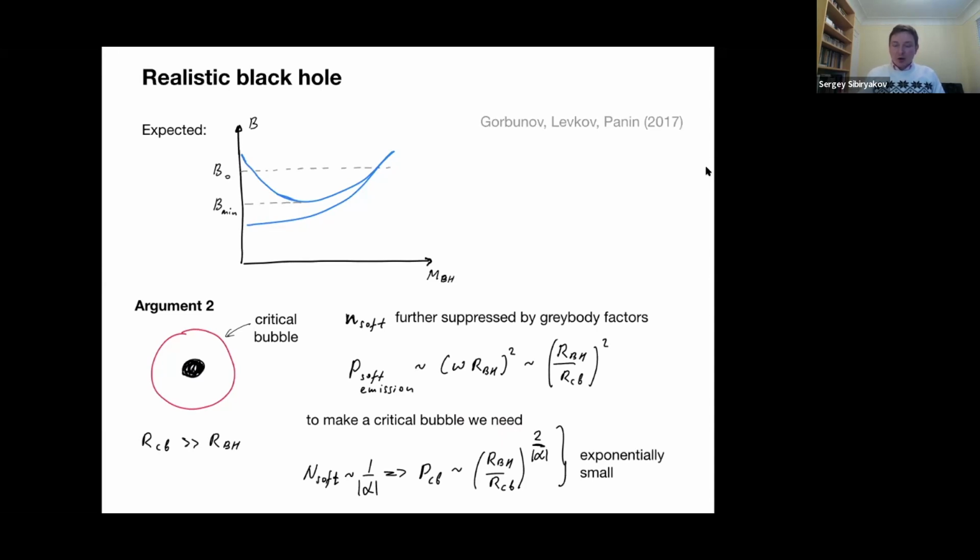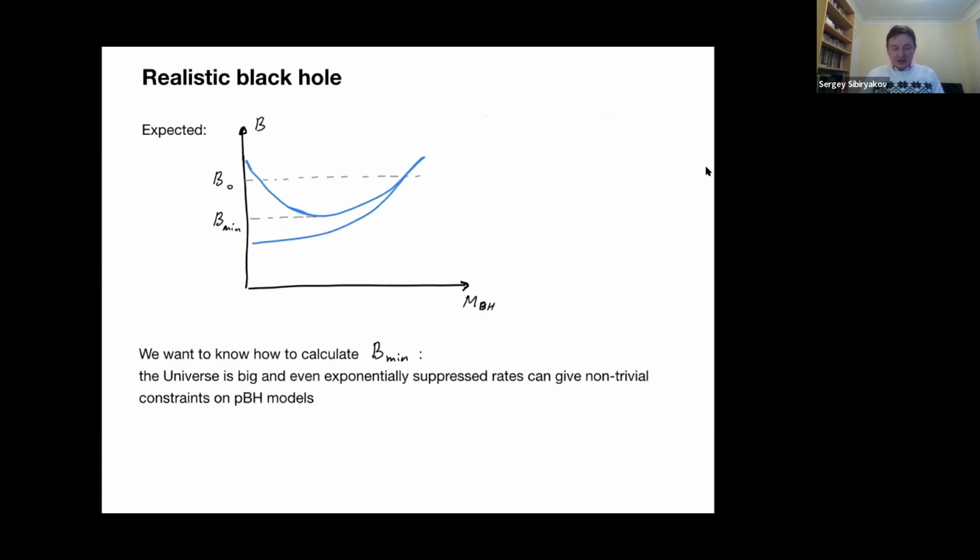But as you see, all these arguments are qualitative, and the question is how to make them more quantitative, how to actually compute this minimal suppression.